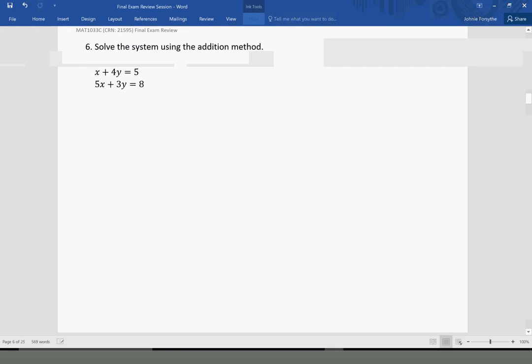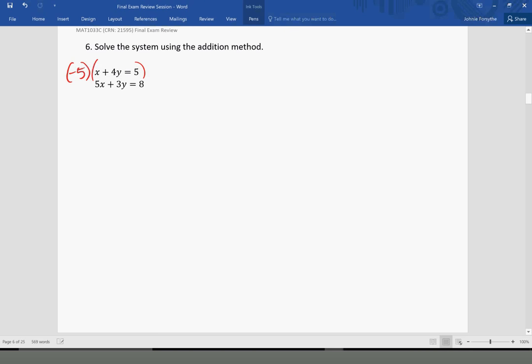I can see here that if I were to multiply this first equation by -5, that will create -5x, which will be the opposite of +5x in the other equation. If I add those two equations up, then the x's will completely go away, and I would have eliminated a variable by adding the equations together. So let me do that multiplication first.